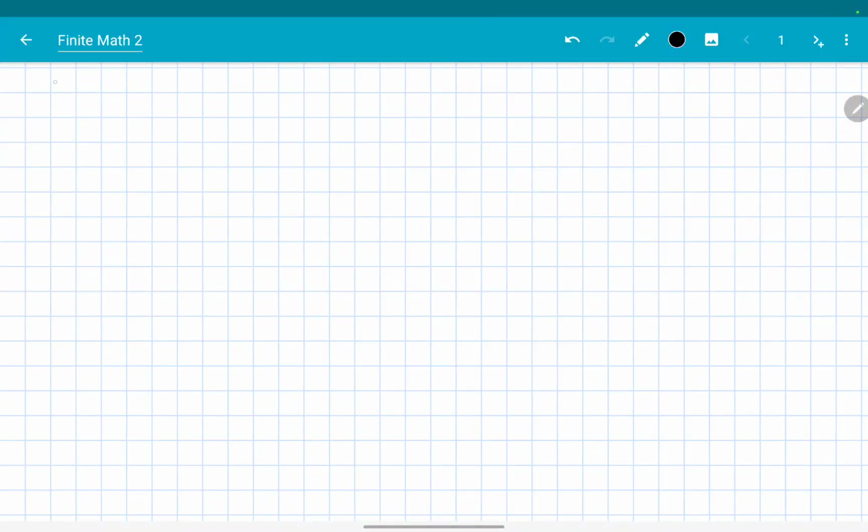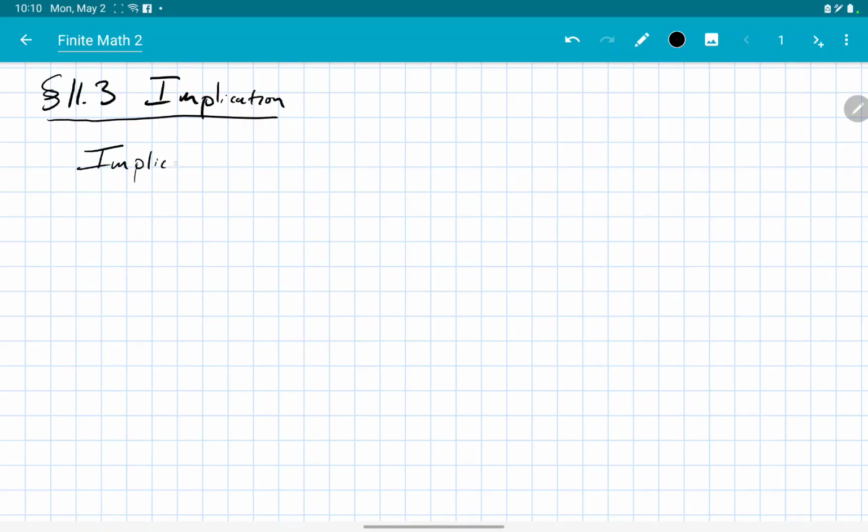So today we're going to talk about section 11.3. This is just about implication. We are going to study the logical implication. And before we talked about what this is, but again, let's define what the implication is. It's a statement, if P, then Q. So it's a compound statement of P and Q. And the way we draw it is P arrow Q. Like that. Okay.